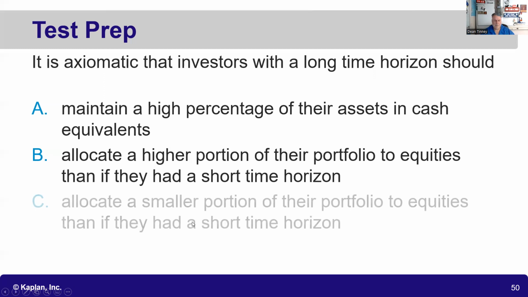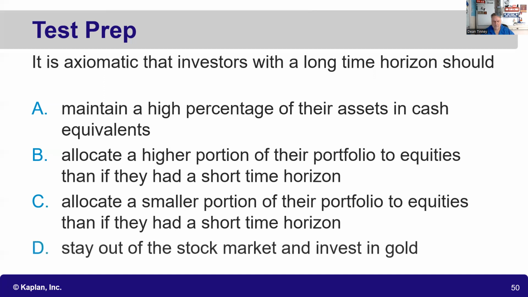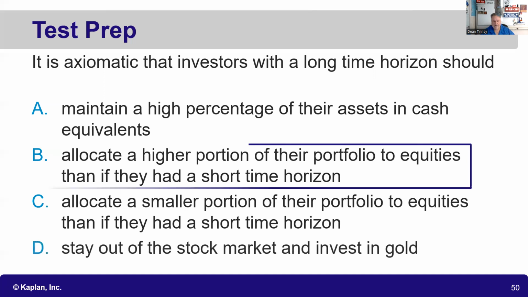Let's see what else is available to me. A smaller portion of their portfolio to equities than if they had a short-term horizon. Stay out of the stock market, invest in gold. No. Given that, I said, I think B is our answer. Even if we didn't know axiomatic, we could have used the context of the answer set to arrive at our answer.